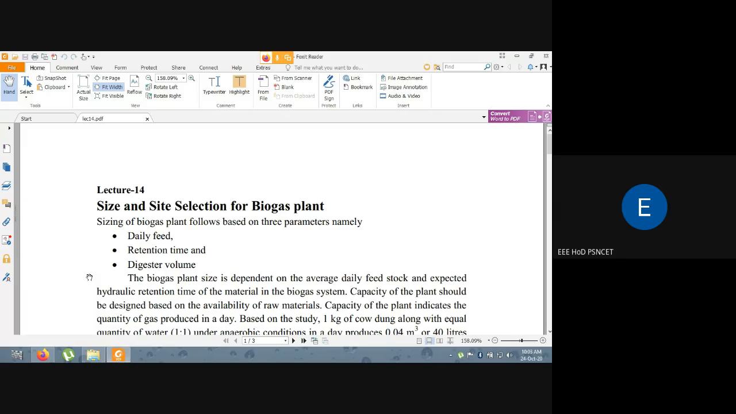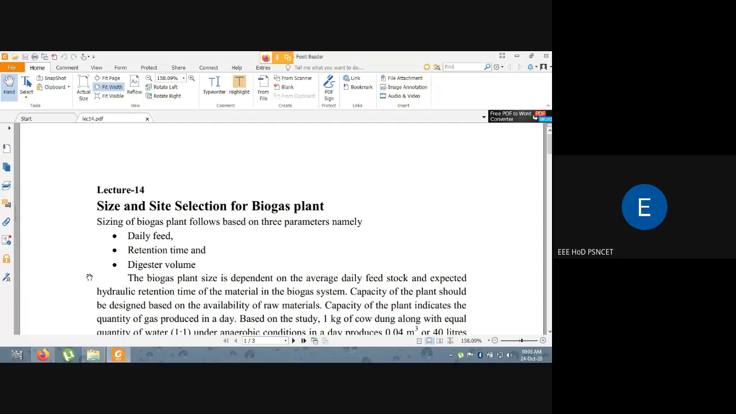Okay, so the size of the biogas plant is highly dependent on the average daily feedstock. The capacity of the plant should be fixed based on the availability of the raw material. Raw materials means cow dung or plant waste or any other animal waste. It's not only from cow. There are a lot of animal farms.